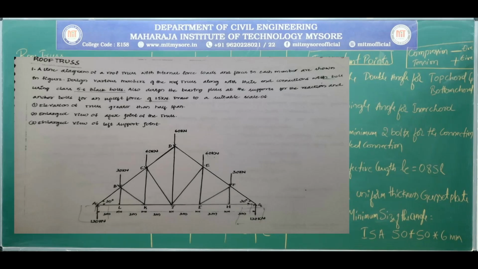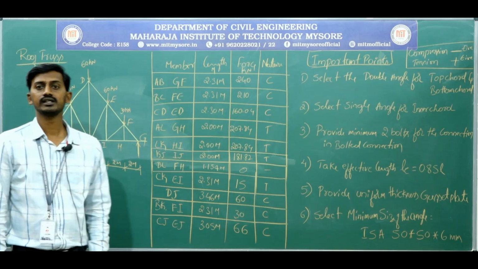A line diagram of a roof truss with internal loads and forces in each member is shown in the figure. Design the various members of the roof truss along with their end connections with bolts, and also design the bearing plates at the supports for the reaction, and anchor bolts for an uplift force of 15 kilonewton. So this is the information given.